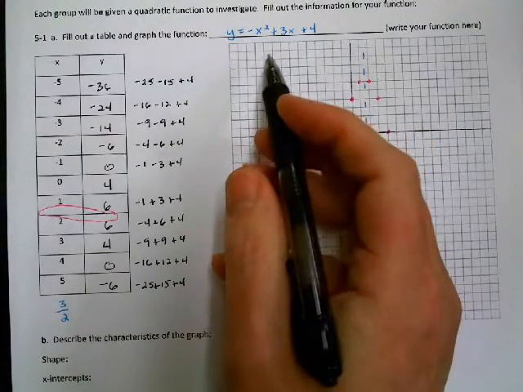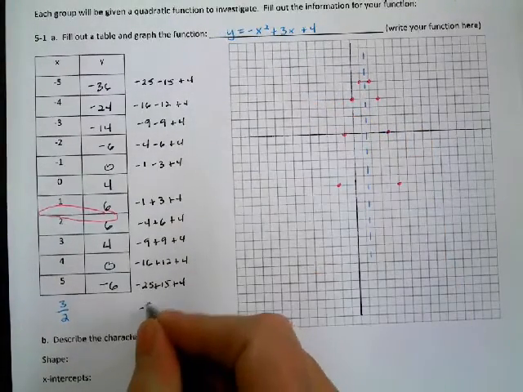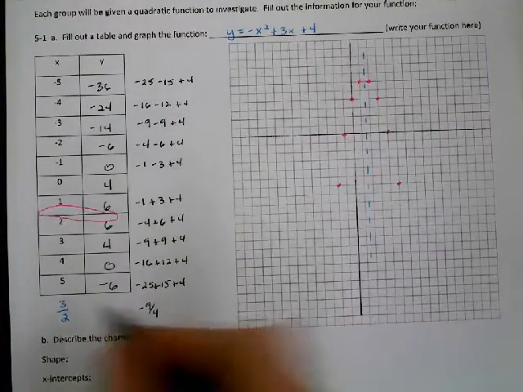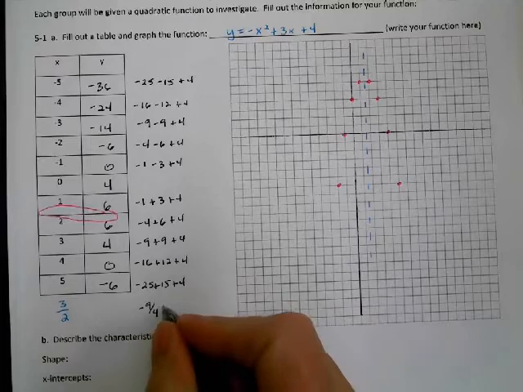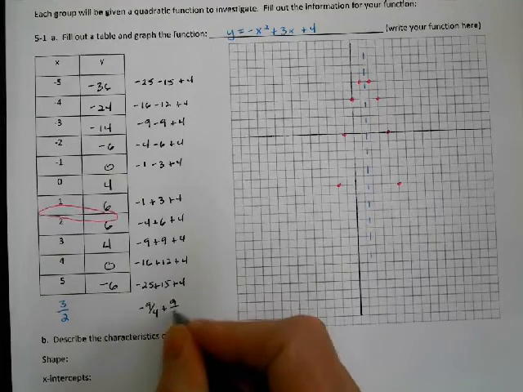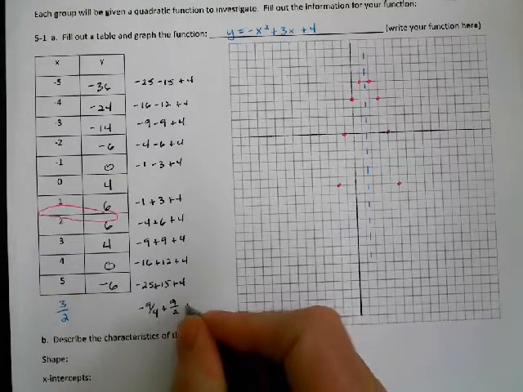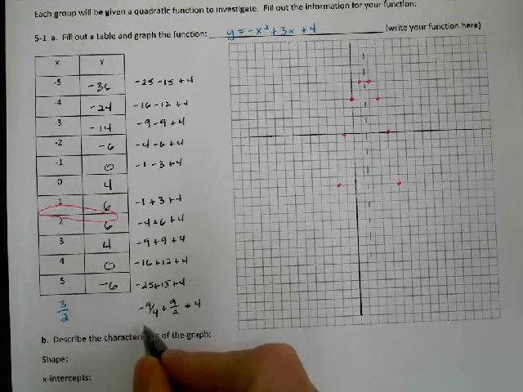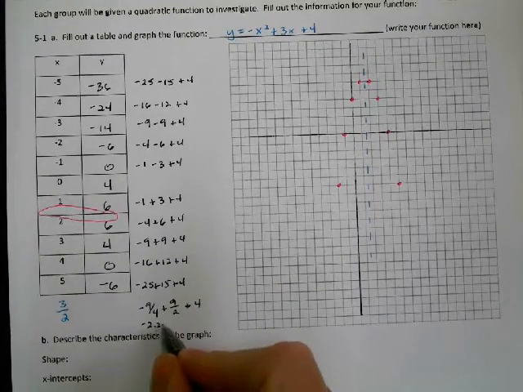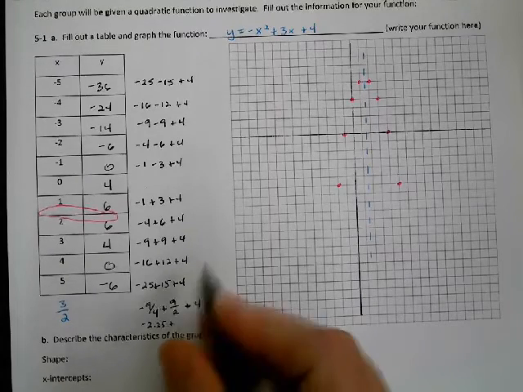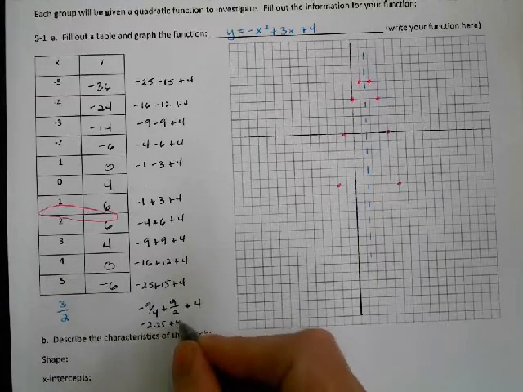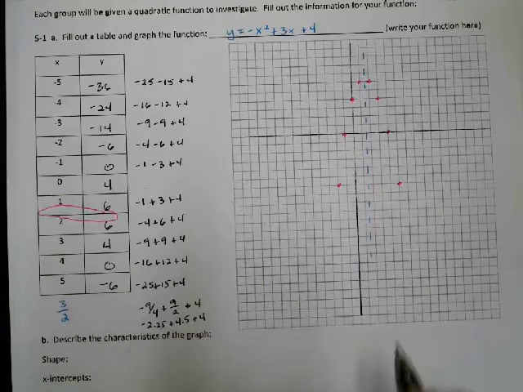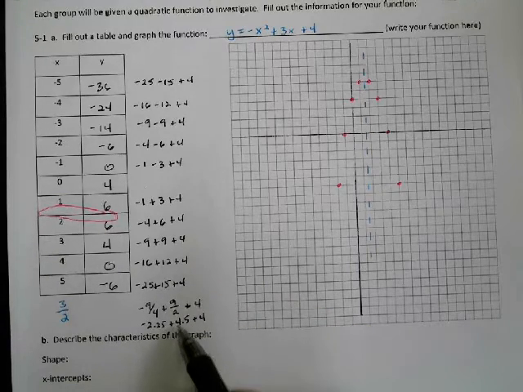And then 3 times 3 halves is 9/2, and then plus 4. Let's turn these into decimals. So this one would be negative 2.25. This would be positive 4.5. And then plus 4. So let's see, 4.5 minus 2.25 is 2.25. 2.25 plus 4 is 6.25.